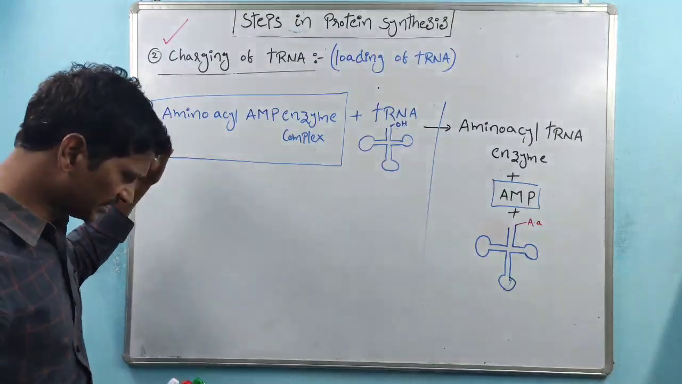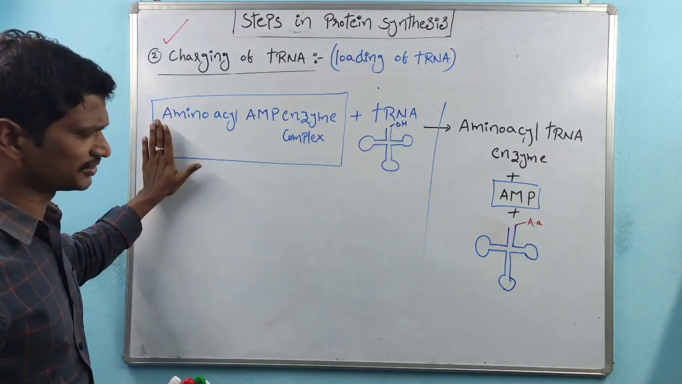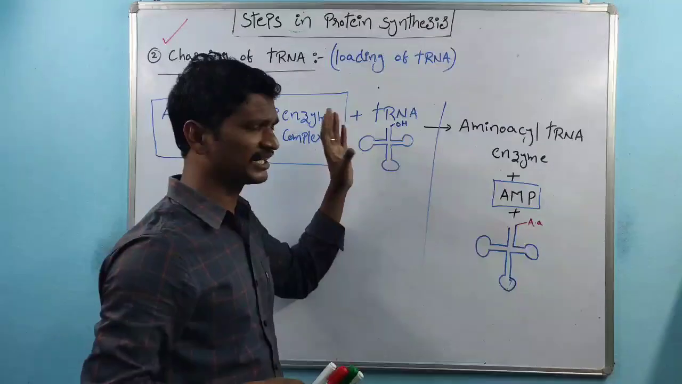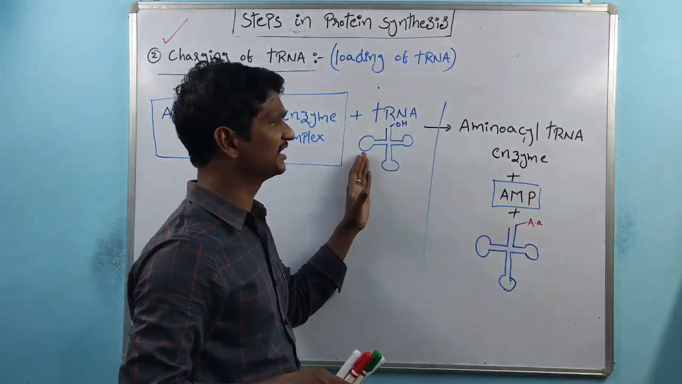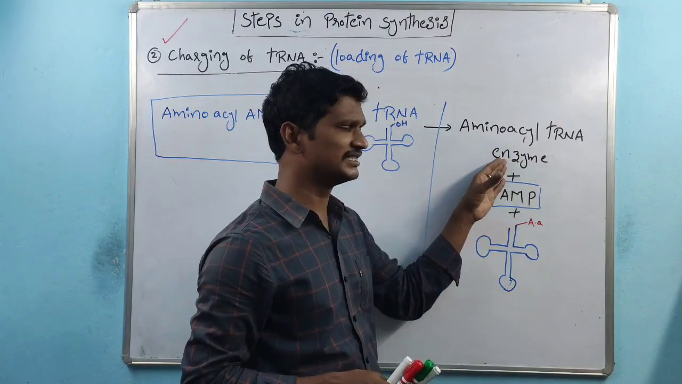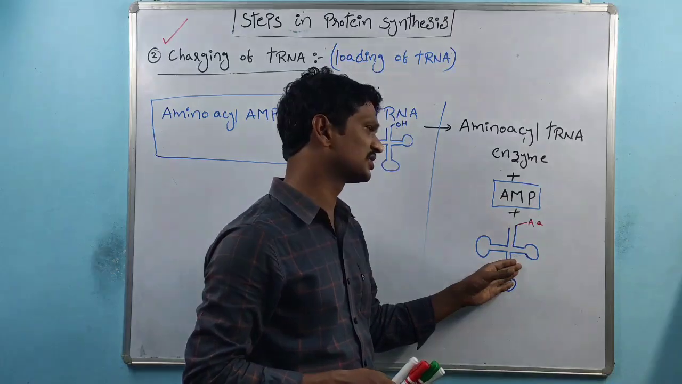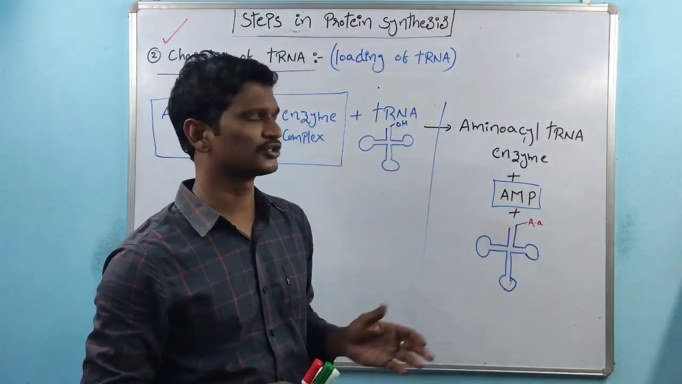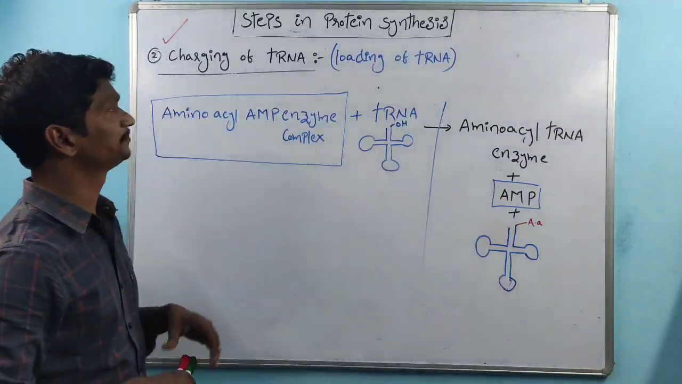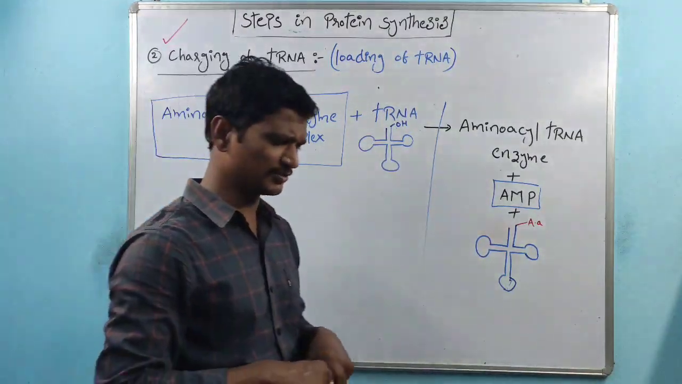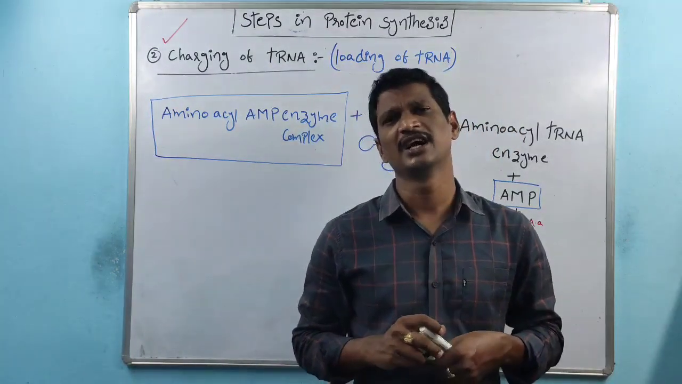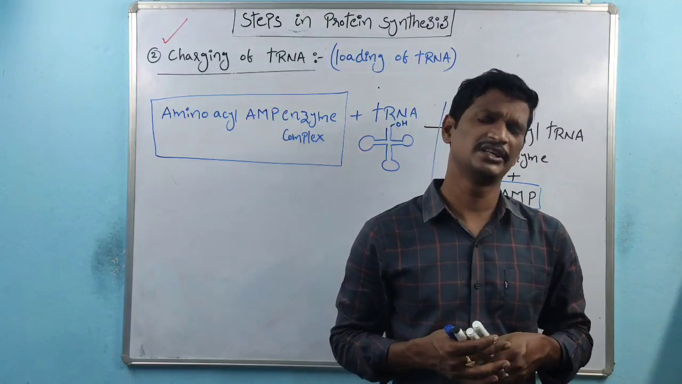In this case, the very first complex is the one formed in the first step. How the interaction takes place here: this is the tRNA. After that interaction, we get the amino acid tRNA synthetase enzyme and AMP, and the tRNA with amino acid, which is also called charged tRNA. That is the second step, nothing but loading of tRNA or charging of tRNA.